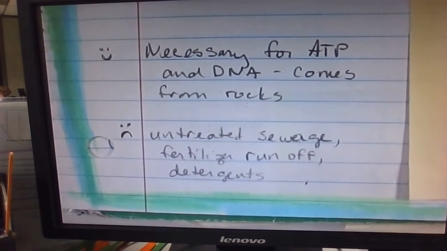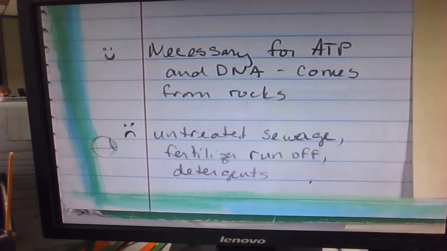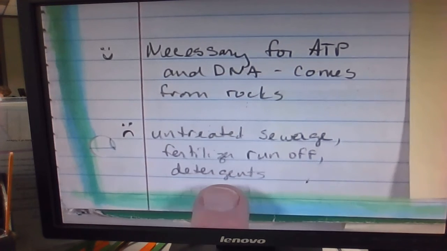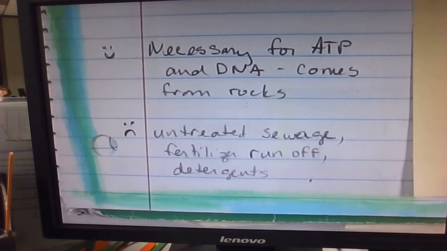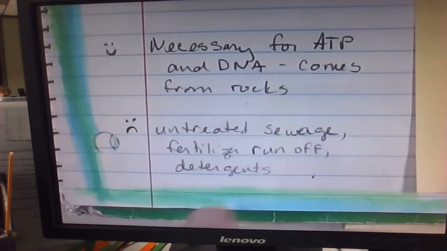The bad part of phosphorus is that if it's in untreated sewage, then it's going to be part of runoff, and it's going to cause the artificial eutrophication. Because it's part of fertilizer. If you don't use the fertilizer correctly, if you do it right before a big rainstorm, it can be part of runoff. Even our detergents, the soaps that we use, they're high in phosphorus. And so just by us taking a shower, we're dumping that into the environment.